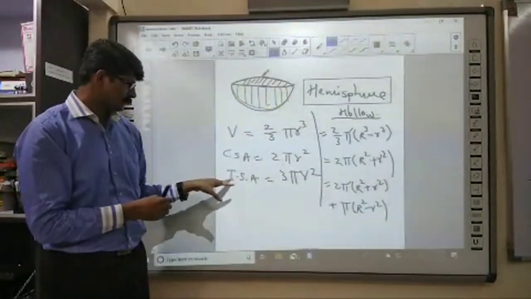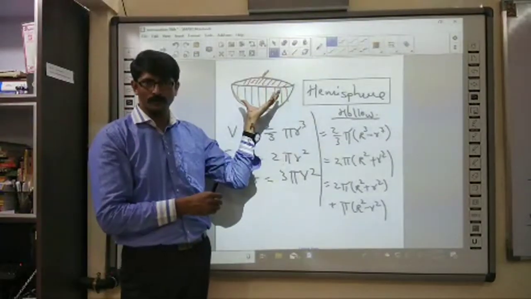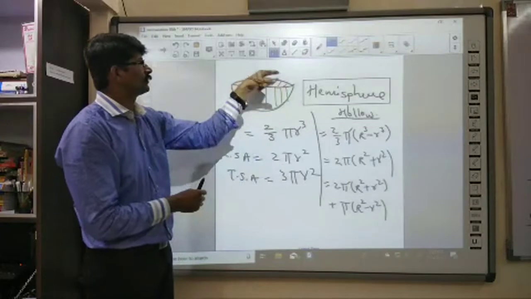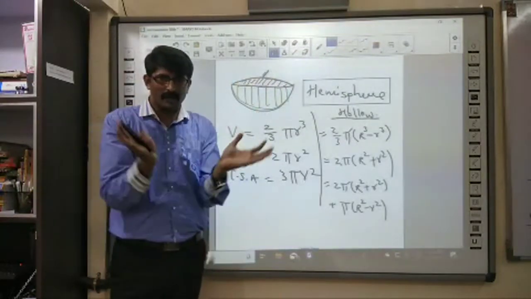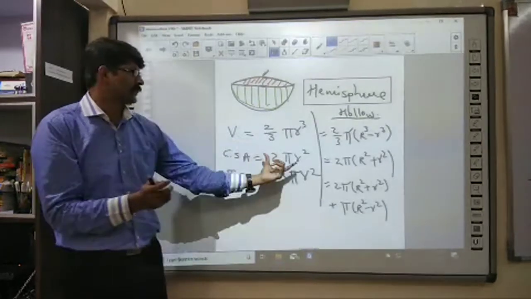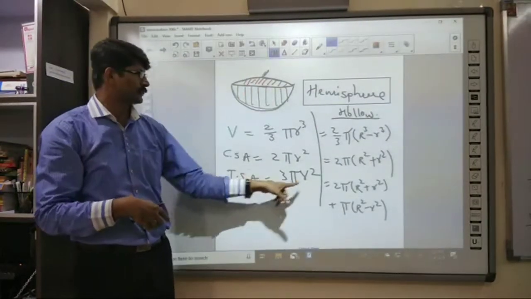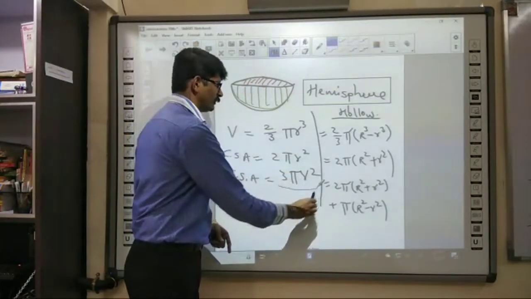Now, student, understand what the total surface area is. Total surface area is this green portion, which is 2 pi r square, and the top circle. Can you imagine that half cut of watermelon? The green portion will be 2 pi r square, and the red portion will be one circular region, that is pi r square. So the total is 3 pi r square.